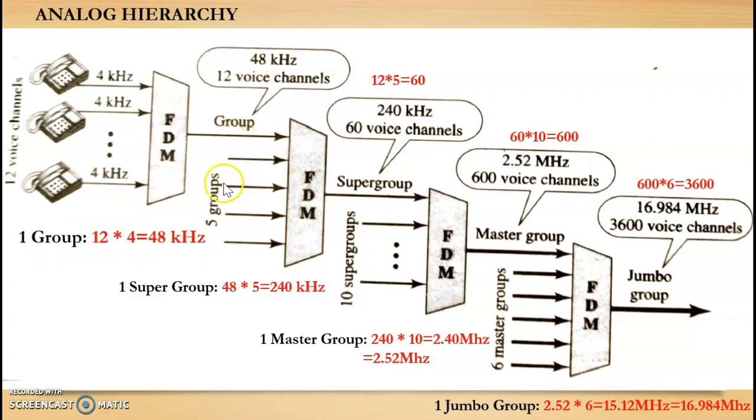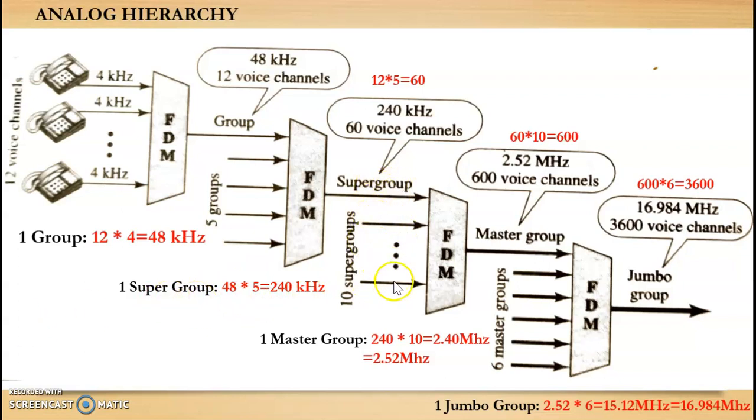This way 5 groups will be multiplexed together to create a super group, which is of 240 kilohertz. One supergroup has 240 kilohertz because it will be 48 into 5, because each group has 48 kilohertz, and there are 5 groups. So in total it will be 240 kilohertz for one supergroup.